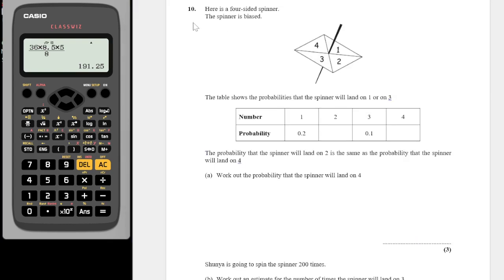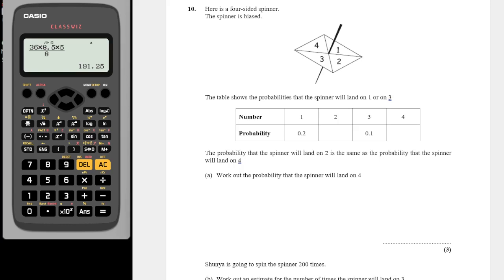Okay, question 10. Here is a 4-sided spinner. The spinner is biased. So that means bias means it is not even chance of landing on each one. The table shows the probability that the spinner will land on a 1 or a 3. The probability that the spinner lands on a 2 is the same as the probability that the spinner lands on 4. Work out the probability that it lands on 4.